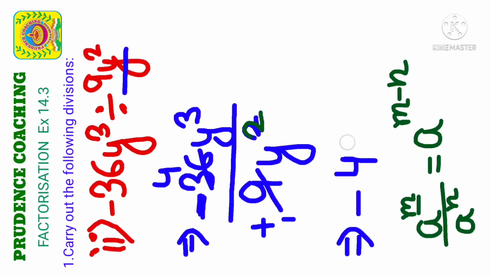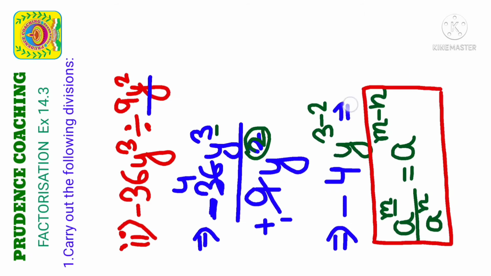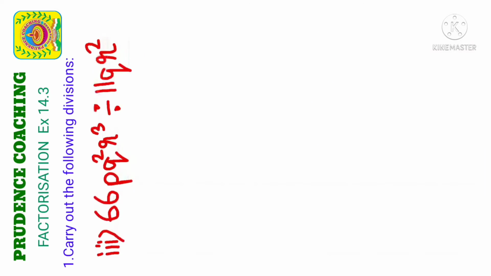So here we have y cube divided by y square. So here y is the variable, so write y. We have y to the power 3, so write 3 here, and we have 2 in the denominator. So here will be minus 4 y to the power 3 minus 2, that is minus 4 into y to the power 1. If it is 1, you can just write minus 4y. This is our answer. Now let us start with sum number 1, Roman 3.